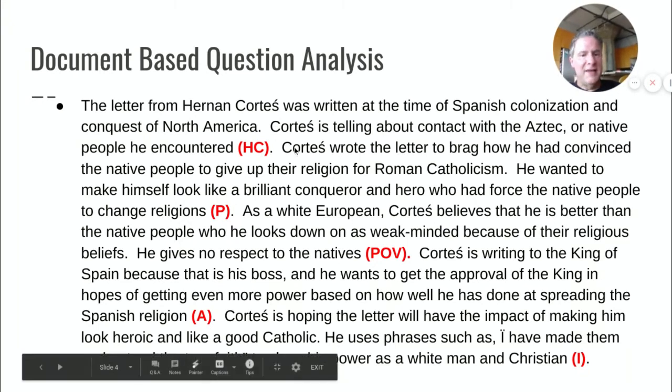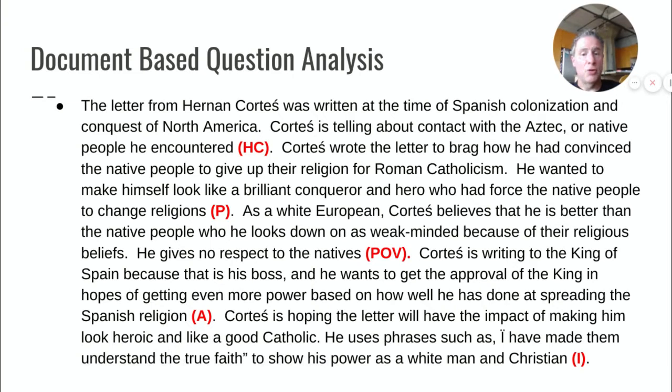Finally, we address the impact, and Cortez is hoping the letter will have the impact of making him look heroic and like a good Catholic. He uses phrases such as, "I have made them understand the true faith," to show his power as a white man and a Christian. You'll notice on the impact, that's the only time I pull an actual phrase from the document, and I use it to illustrate how I can see the impact he's hoping to achieve based on the language that he's using.